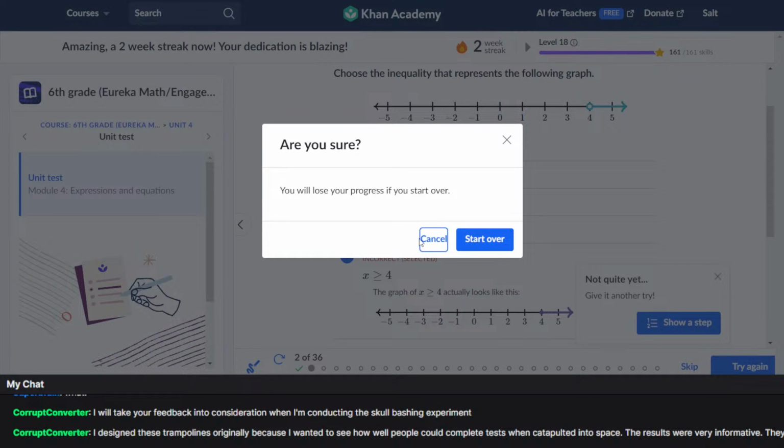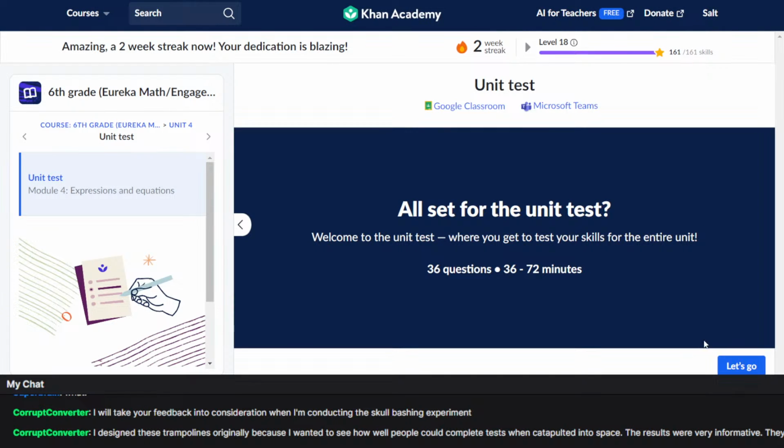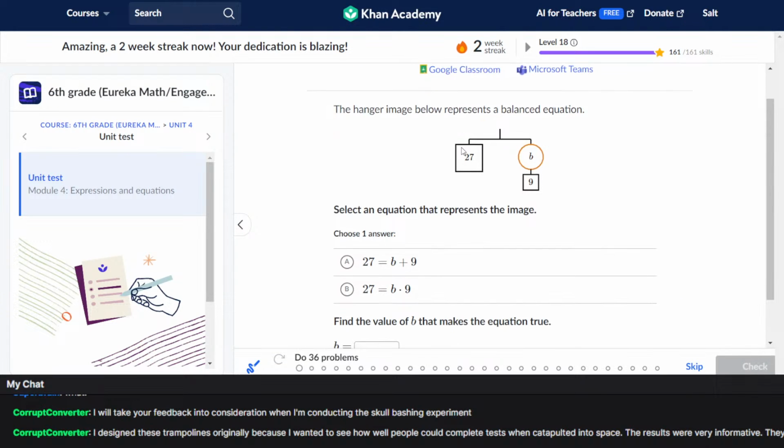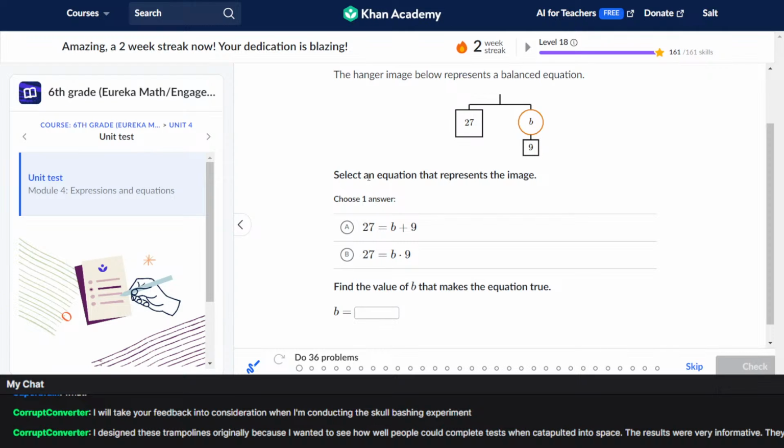Corrupt Converter says I designed these trampolines originally because I wanted to see how well people could complete tests when catapulted into space. The results were very informative. They could not. Beautiful. And your image below represents a balanced equation. One of my favorite GLaDOS lines is the one where she's like, "How are you doing? Because I'm a potato." It's good.